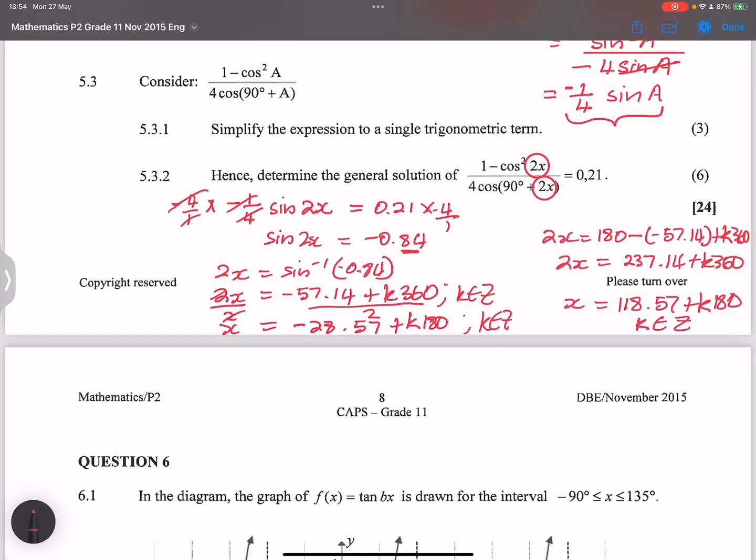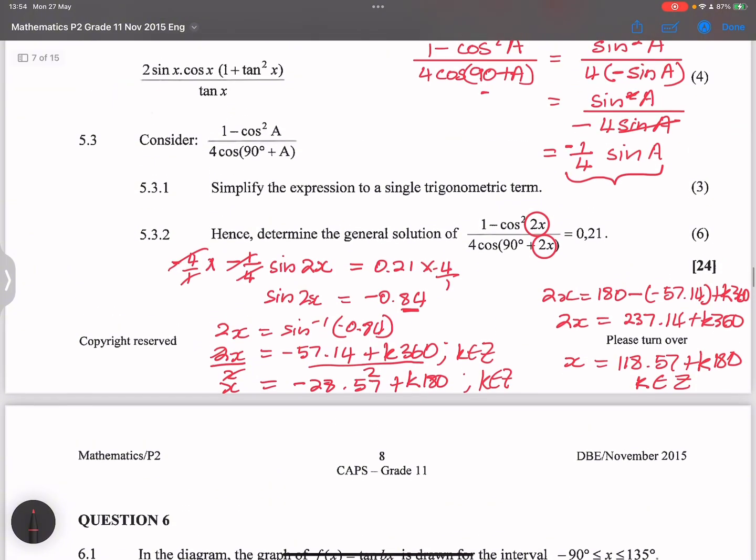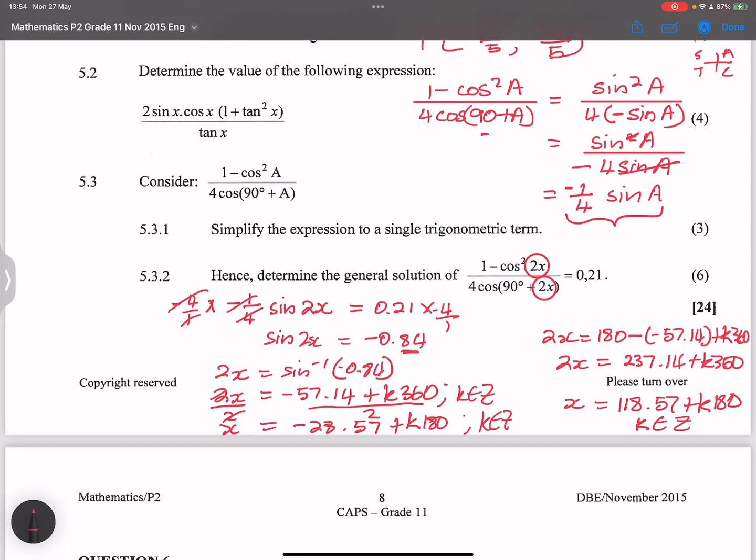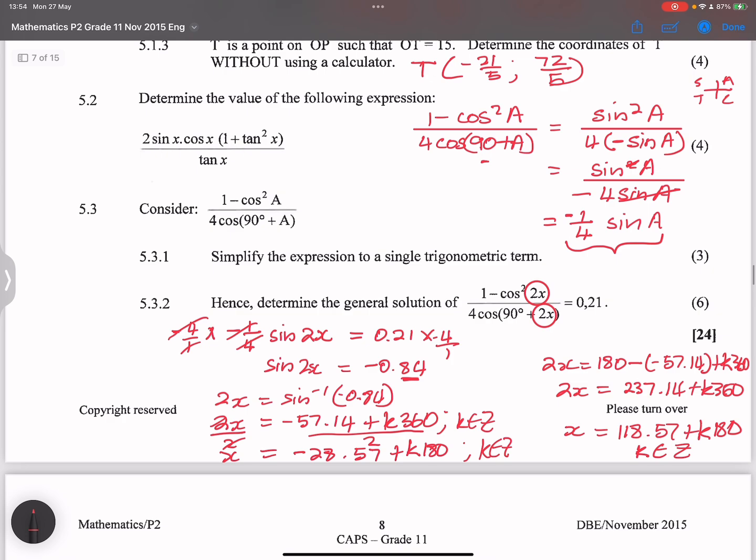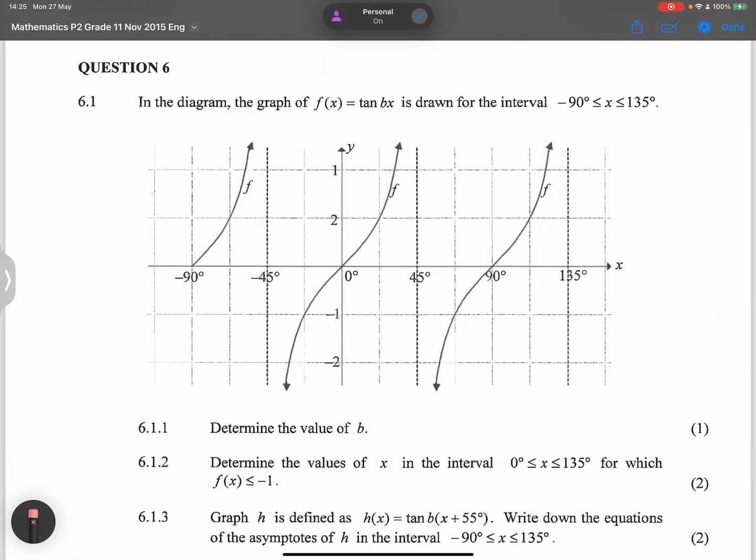All right, ladies and gents, we are going to go on to the next question. I hope that you are able to follow along on this one. Question 6, we start.